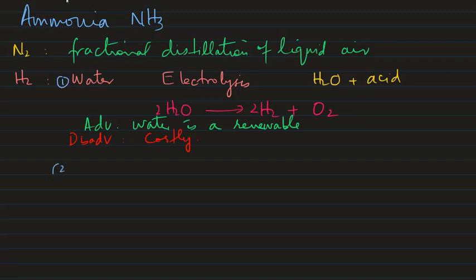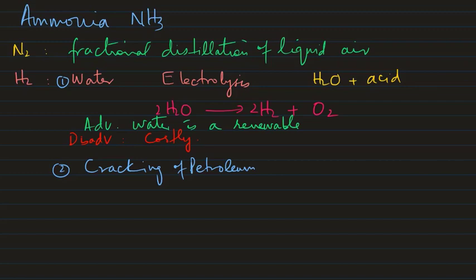The second source of hydrogen is the cracking of petroleum. Cracking is a process in which petroleum molecules, the long chain petroleum molecules which are less useful, are converted to small, more useful ones. And during this cracking process, hydrogen is also produced.